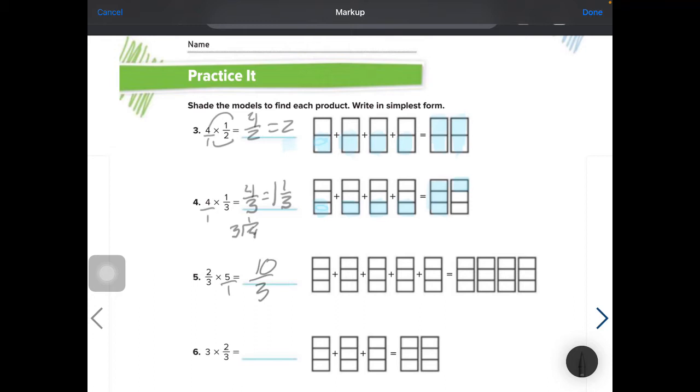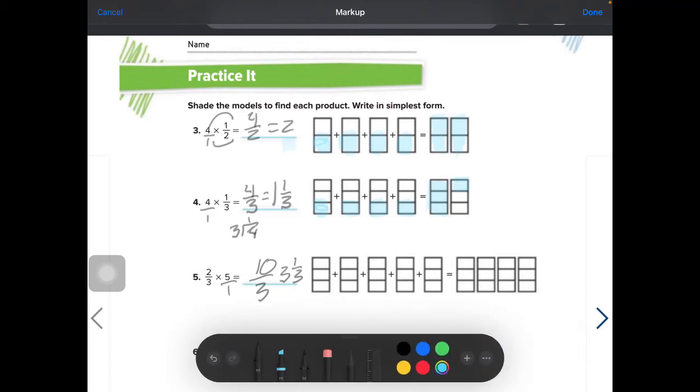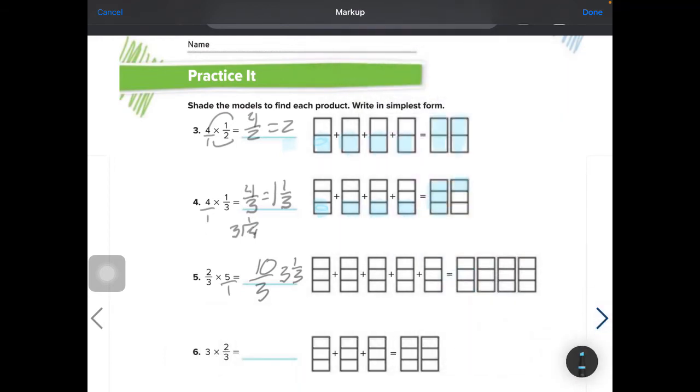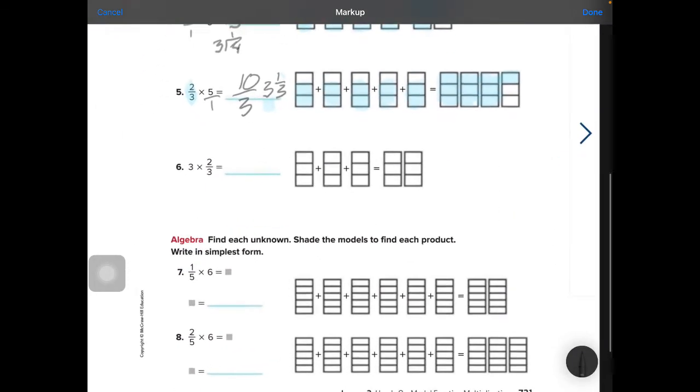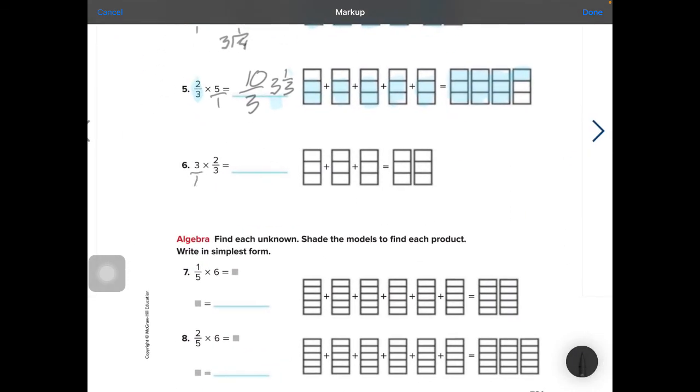Okay, number 5. We have 10 over 3. Now 3 will go into 10 at least 3 times with 1/3 left over. Now we get to do the coloring. And it's going to look like this. We have 2/3, 2/3, because that's what this number is. We have it 5 times. When we're finished, we're going to fill in 3. 1, 2, 3, and 1/3. That's what it's going to look like when it's filled in.